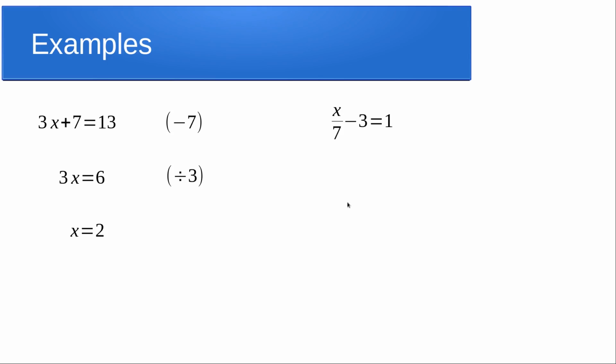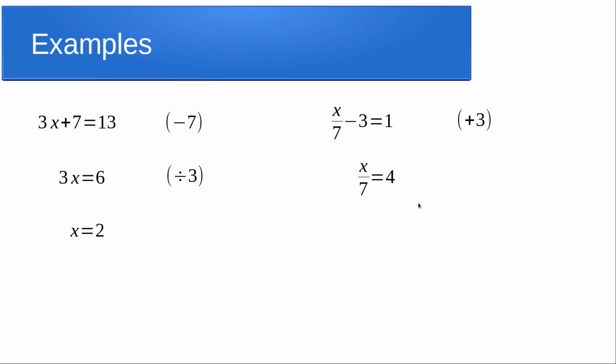One more example. So this is our x term. What is it that we're doing to our x term? We're subtracting 3. We need to do the opposite, so we're going to add 3. That will cancel out the subtracting 3 to just leave us with x over 7 on the left, and adding 3 to the 1 is going to give us 4 on the right.